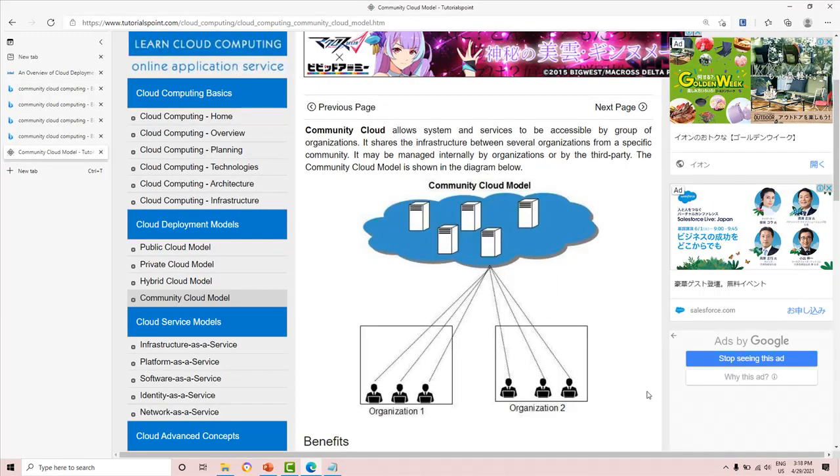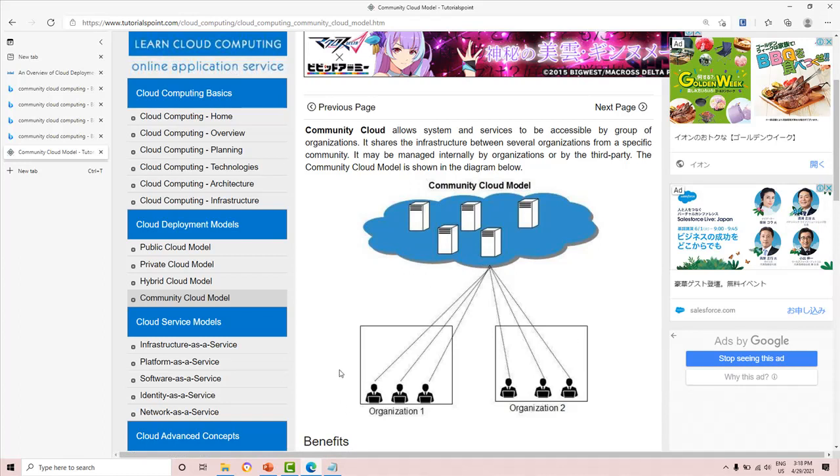The next cloud computing model is the community cloud model. This allows systems and services to be accessible by a group of organizations. It shares the infrastructure between several organizations from a specific community. It may be managed internally by the organizations or by a third party. The community cloud model is shown in the diagram.